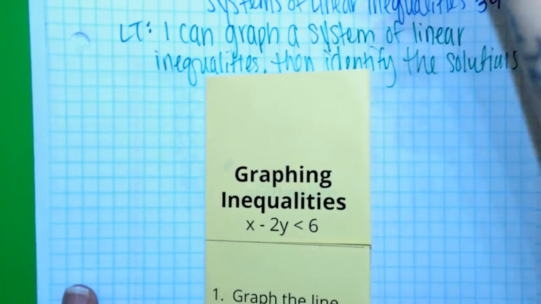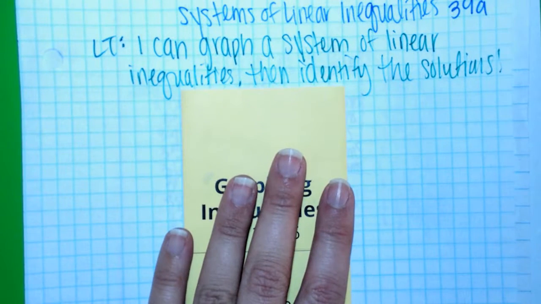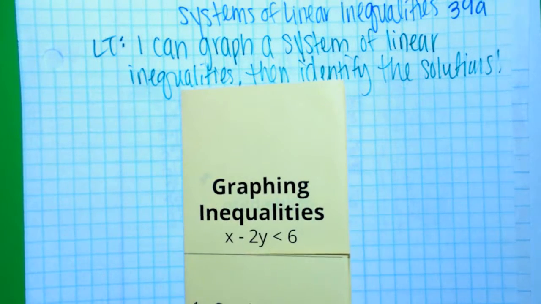Graphing systems of linear inequalities, then identify the solutions, plural. We're going to have more than one solution. And it's going to be awesome because we're going to be able to color. So you're going to need 2 colored pencils or 2 markers. And it's super duper easy and it shouldn't take long at all.